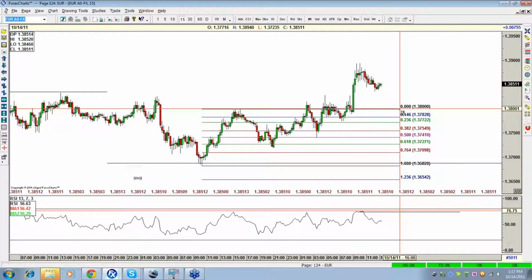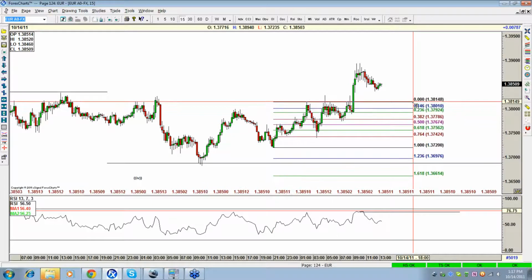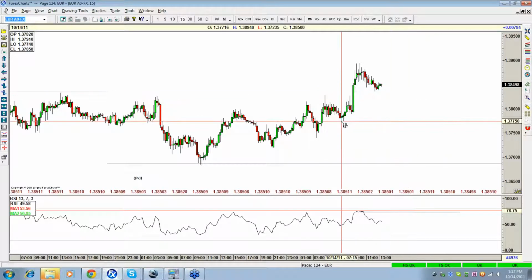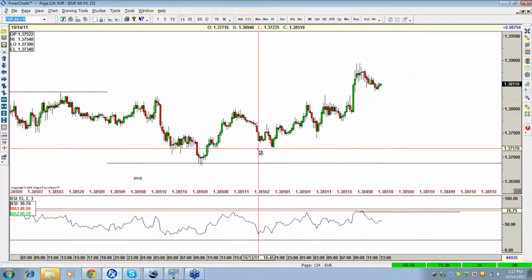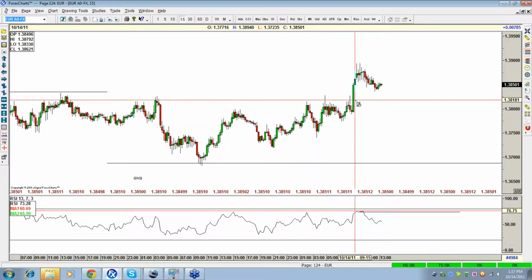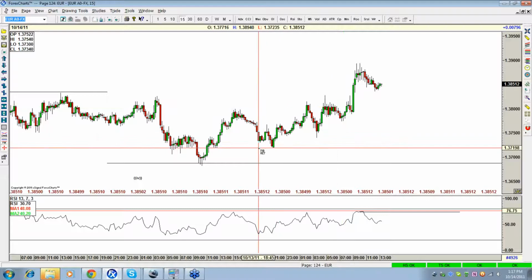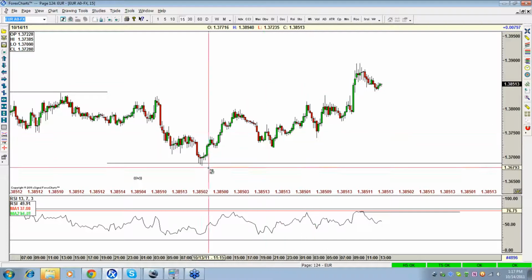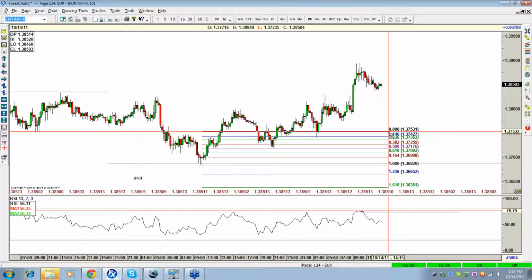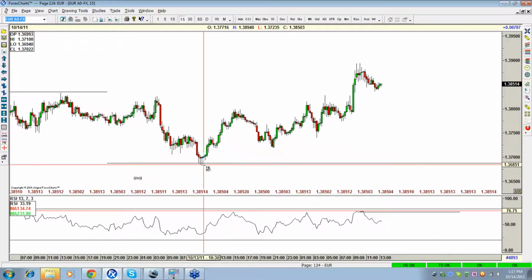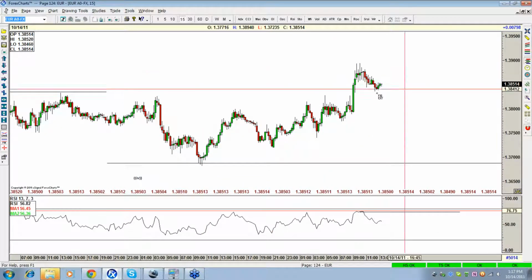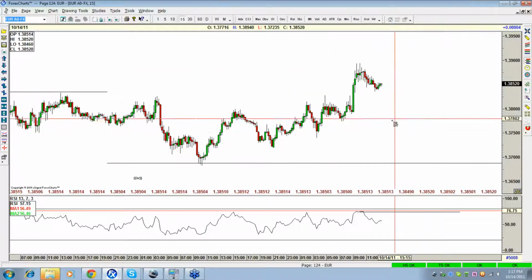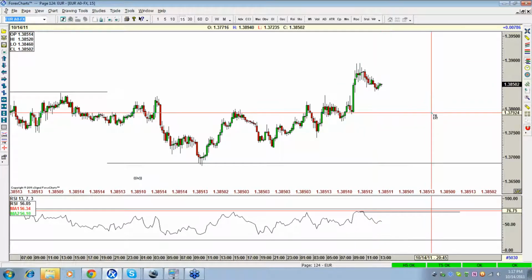Look, 61.8, 76.4, 61.8, 61.8. So I see it as a four nest with, it can be the case that this is A, this is 1, this is A, B, and C as a flat. All right, can be a leading diagonal on 1 or 5. Yeah, can be the case. But this is no wave 3. This is no wave 3 yet.